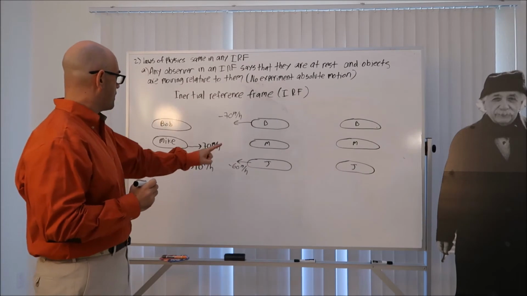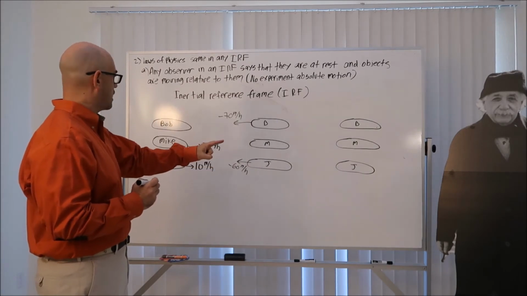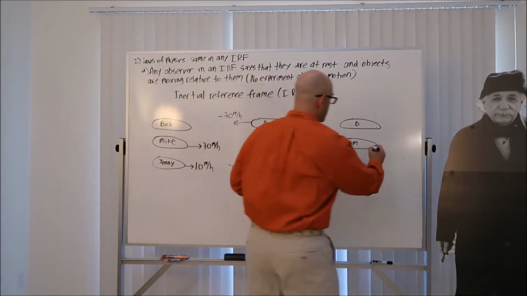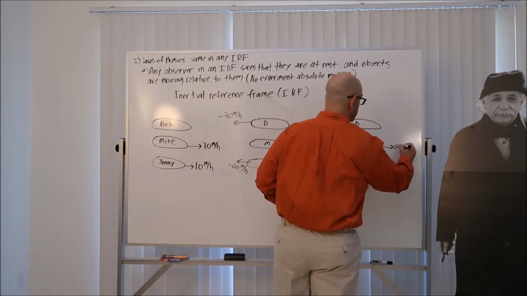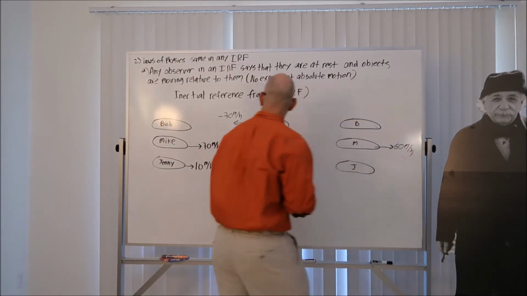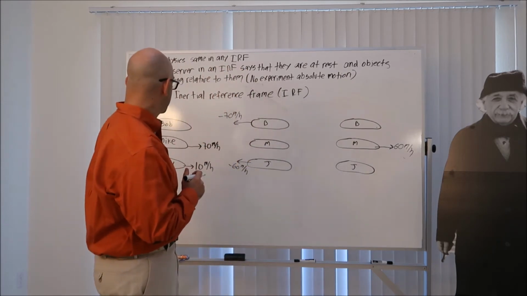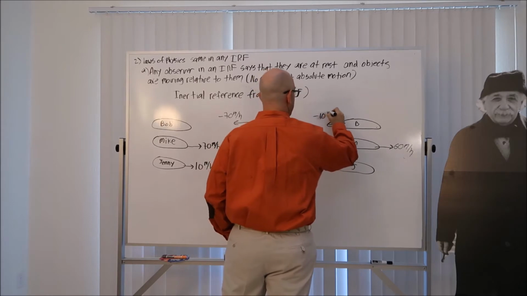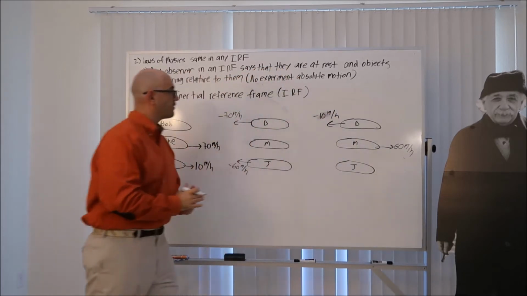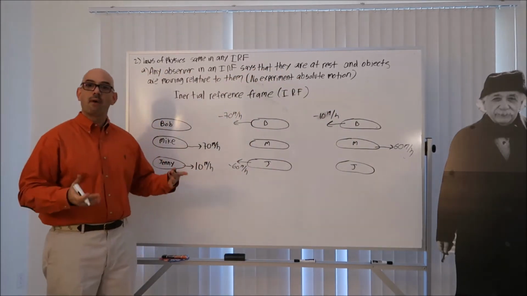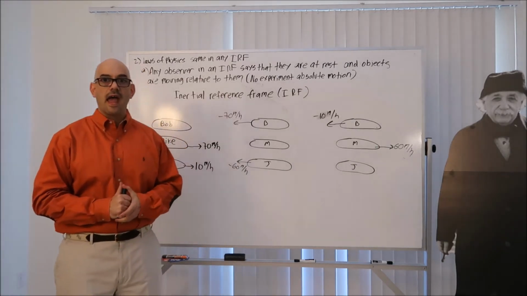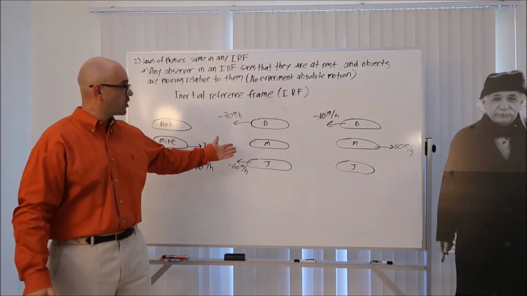Let's see what Jenny sees. Jenny's at rest, so she's going to see that Mike is moving forward at 60 miles an hour, and she is going to see that Bob's moving backwards at negative 10 miles per hour relative to her. And so this is the second postulate of relativity. This is how you should think about the second postulate, and this is how you should think of an inertial reference frame.